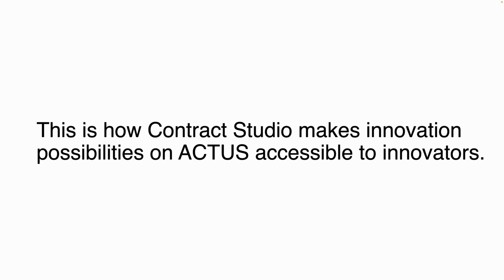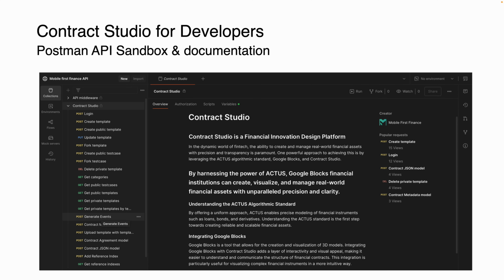Now let's talk about our second goal. This is how we make ACTUS more accessible, thereby empowering innovators. For developers, Contract Studio provides a full-fledged Postman API sandbox with comprehensive API documentation, as we see. And this provides integration capabilities to build financial applications.